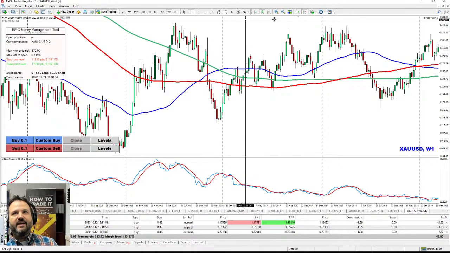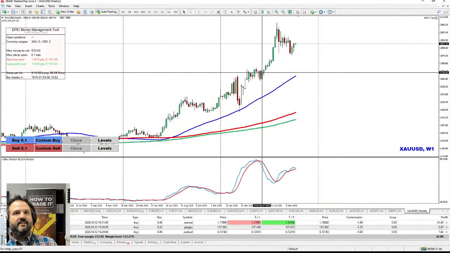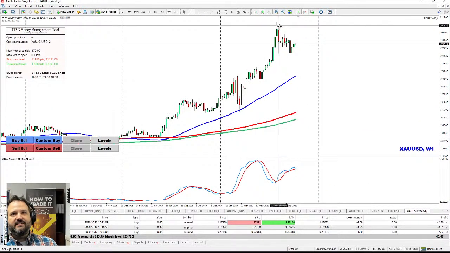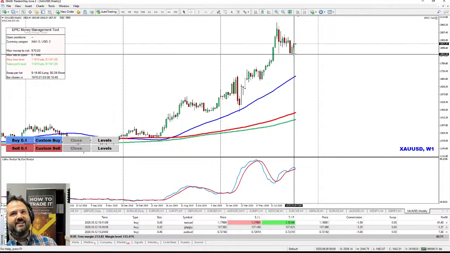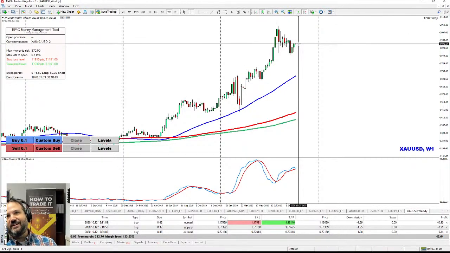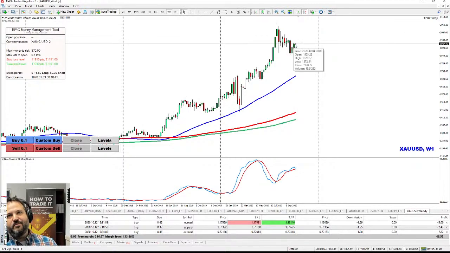So if we look at it right now, I like this a lot. To me, this looks like a great long setup. I think we got a weekly pin bar, another bullish. If it breaks anything above here, I think we're going right back to the highs. To me, that looks like a really nice trade.